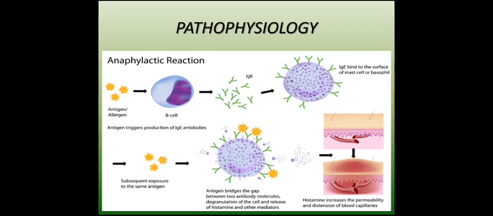Degranulation of the cell happens, and release of histamines and other mediators can also occur. What happens if histamine is released? It increases the permeability, and distension of blood capillaries occurs. Okay, this is the pathophysiology of anaphylactic reactions.